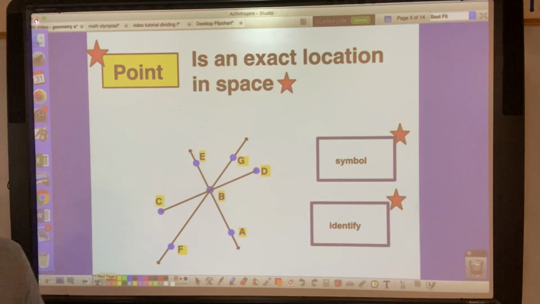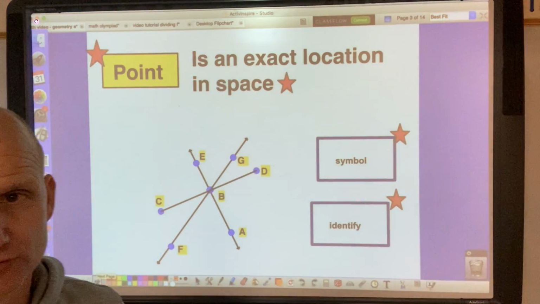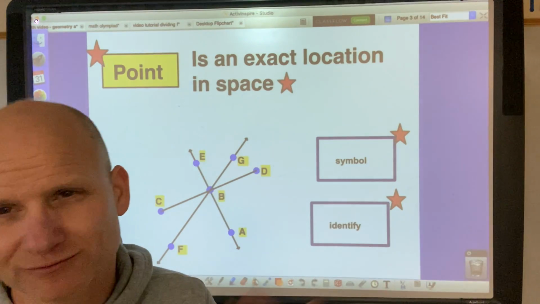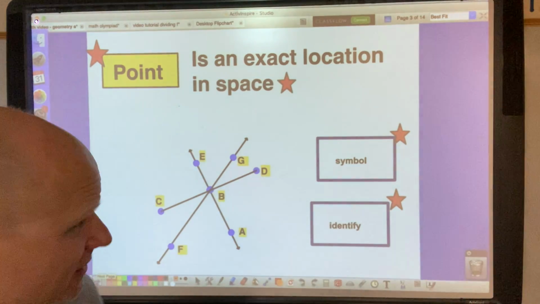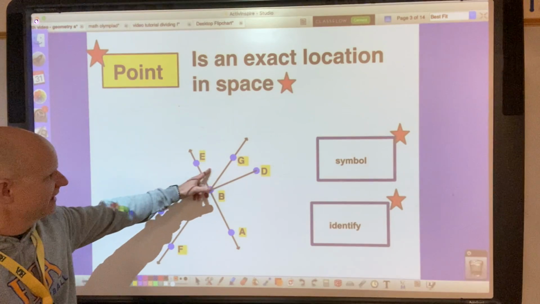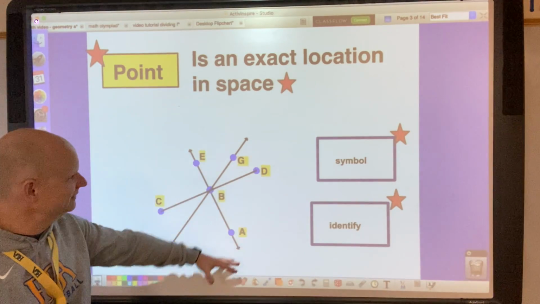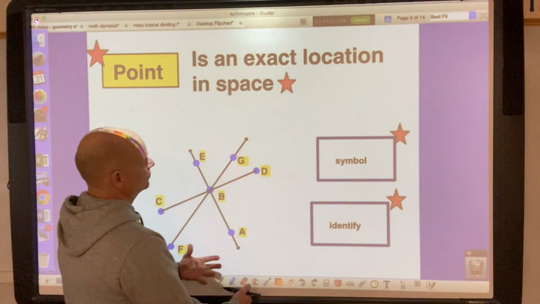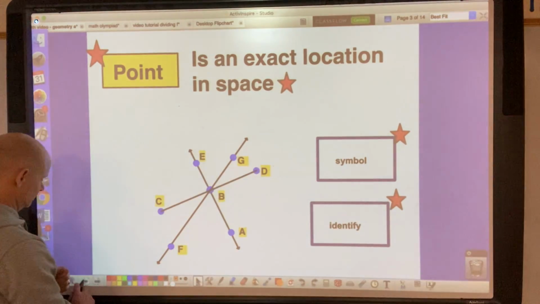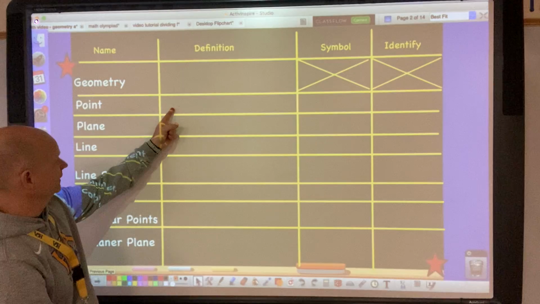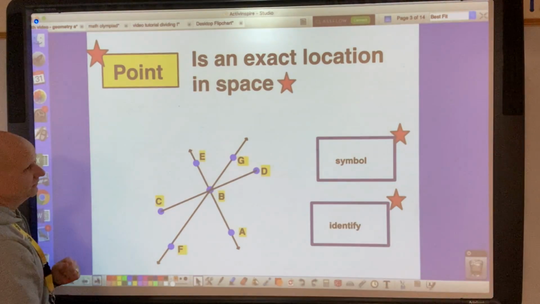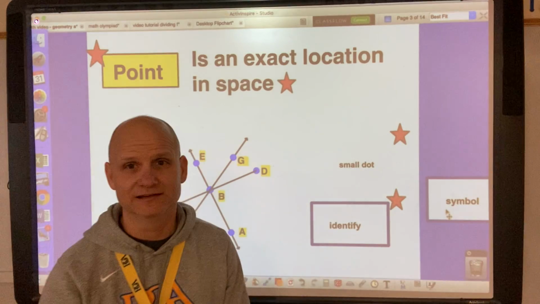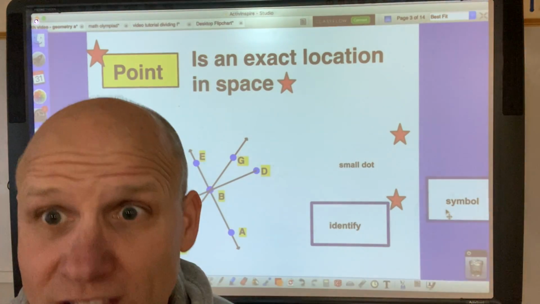So we're going to talk about some of these terms that you just wrote down. The first thing is, what is a point? A point's just an exact location. Right here I have point E, point G, point D. These are all exact locations. So write this in your definition here. You're going to write point, okay? And the symbol for a point is a small dot. The symbol for a point is a point.